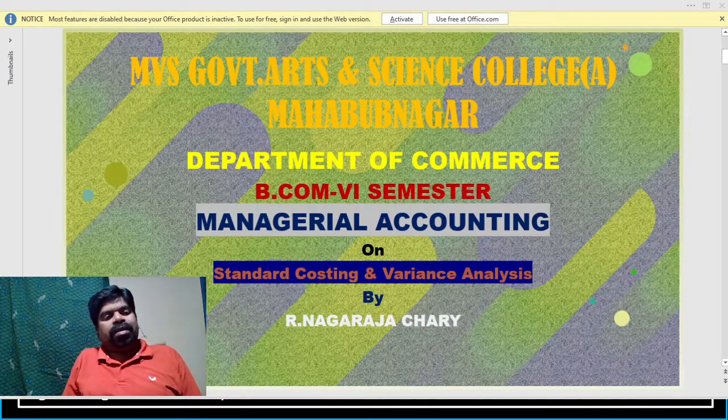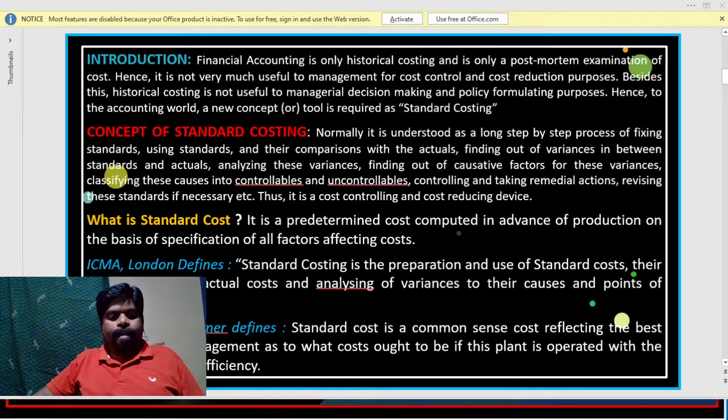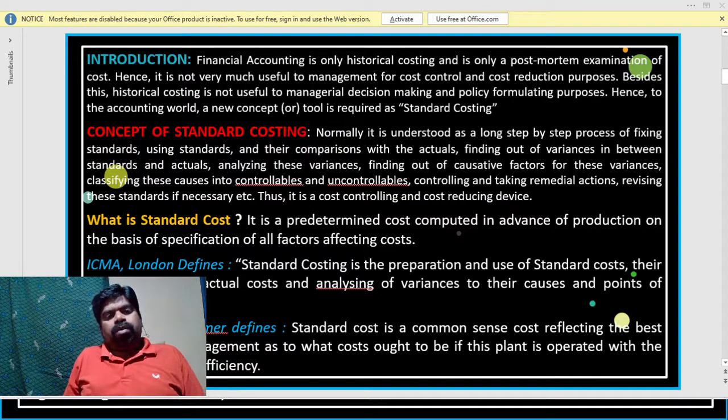So first, let us take the introduction. Financial accounting is only historical costing and is only a postmortem examination of cost. Hence, it is not very useful to management for cost control and cost reduction purposes. Besides, this historical costing is not useful for managerial decision making and policy formulating purposes. Hence, to the accounting world, a new concept or tool is required: standard costing.